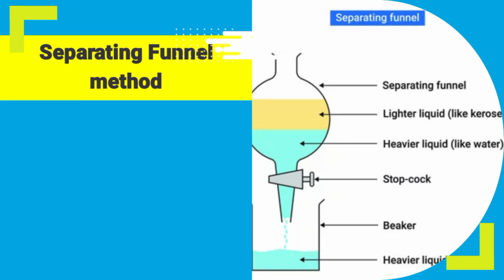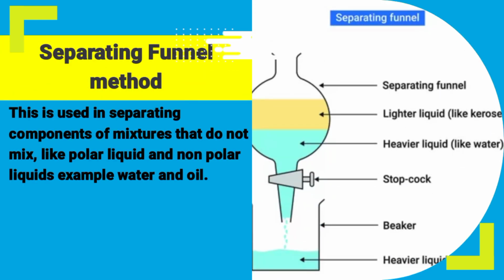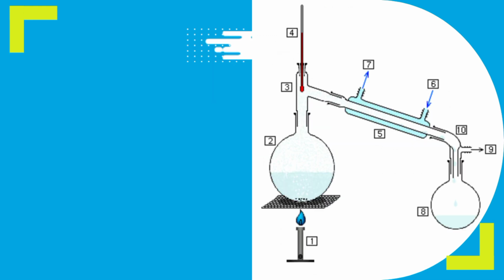And here, the heavy liquid will be down and the lighter will be up. So the separating funnel is a method that we use in separating components of mixtures that do not mix, like polar liquid and non-polar liquid. An example is water and oil.